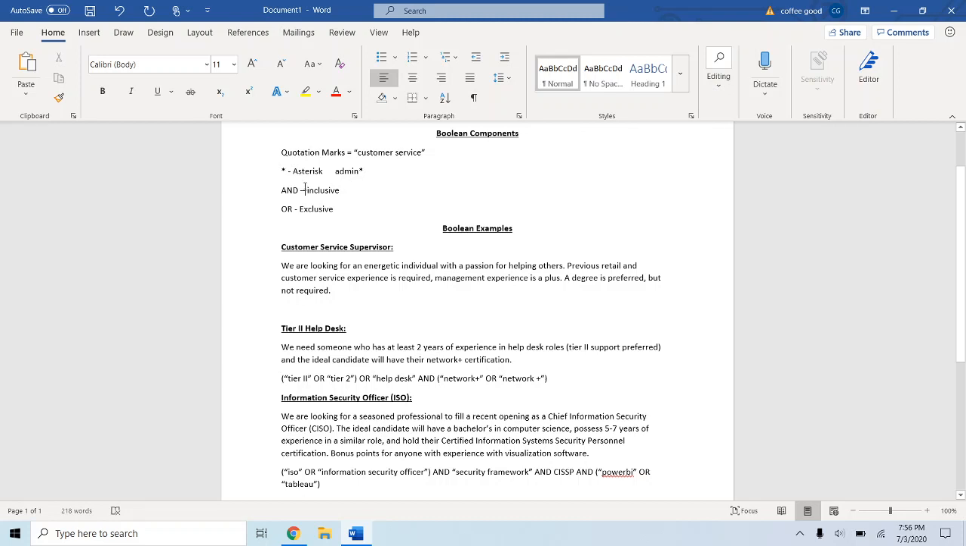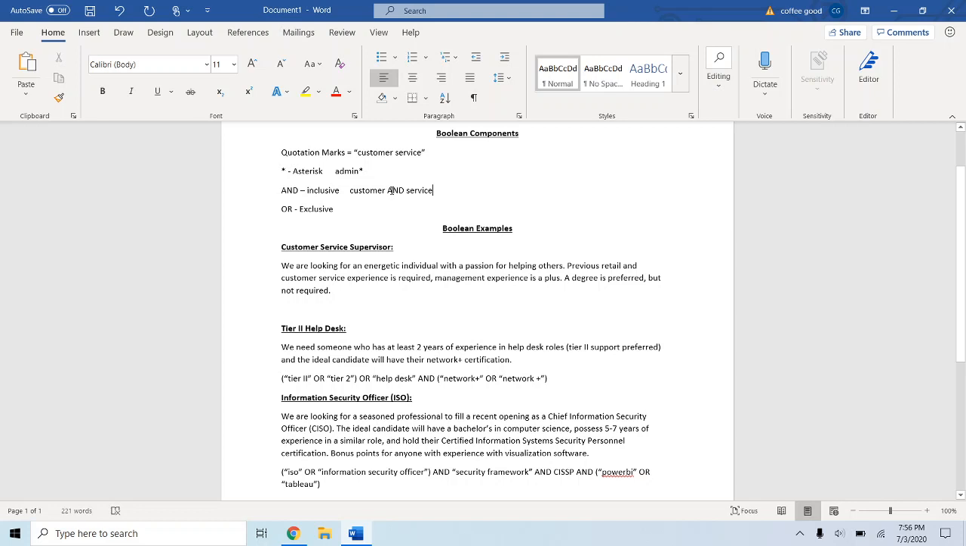And and or are going to be your inclusive and exclusive statements. If you want to find, for example, in the previous example, customer service, you could also type in customer AND service. This is a much more complicated way, but will yield essentially the same results as this. However, it will not be in the exact same order. So this is where Booleans can get tricky.